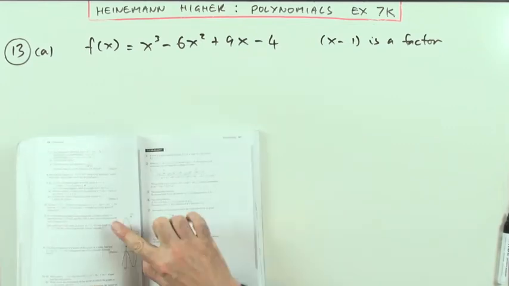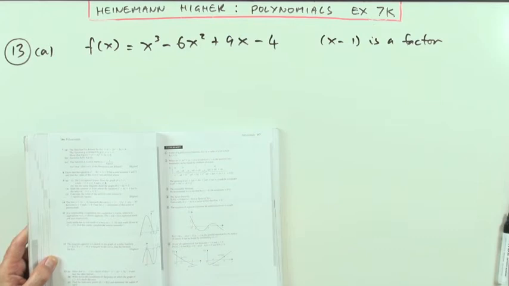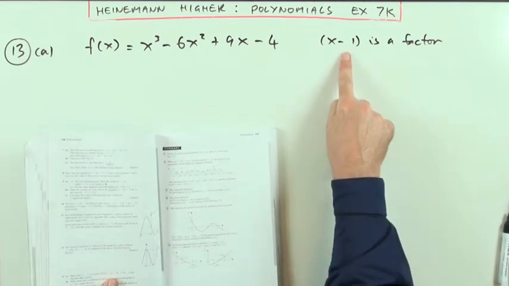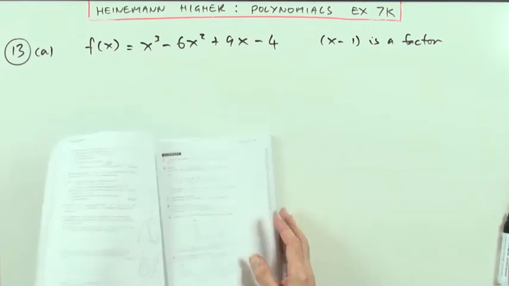Heinemann Higher, Chapter 7 on Polynomials, mixed exercise 7k at the end. Last question, another former higher question. Show that this linear term is a factor of this cubic function and find the other factors for part A.